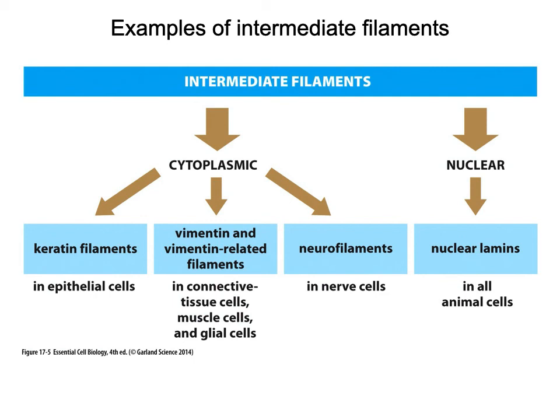So some examples of intermediate filaments: keratin filaments are found in the cytoplasm. Those would be found in epithelial cells. Vimentin is another fibrous protein that makes up the intermediate filaments. These are commonly found in connective tissue or muscles or glial cells in the nervous system. And then we can also have neurofilaments. Those are specific to nerve cells.